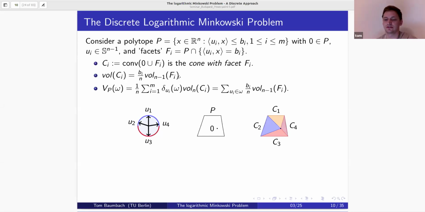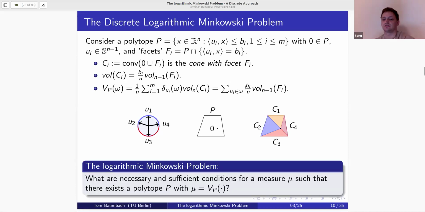And now the cone volume measure of a polytope can be written in the following way. Again, it's defined on the unit sphere, and it reads as 1 over n, which is just the pyramid formula, times the sum from i equals 1 to m of the Dirac measure delta ui. So if ui is contained in omega, then it's equal to 1, and otherwise it's 0, times the n-dimensional volume of the cone Zi. And I have also written it down in the pyramid formula on the right-hand side. Now, the discrete logarithmic Minkowski problem asks for necessary and sufficient conditions for a measure mu, such that there exists a polytope P with mu equals the cone volume measure of P.